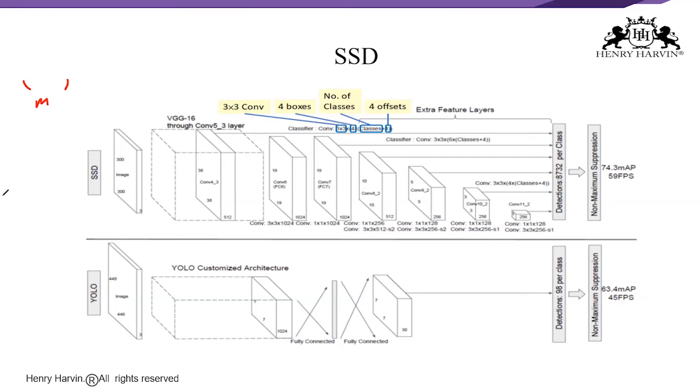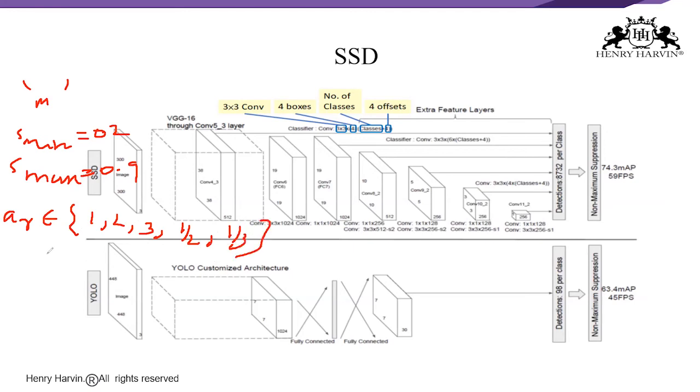See, S min is 0.2 and S max is 0.9. That means the scale at the lowest layer is 0.2 and the scale at the highest layer is 0.9. All the layers in between are regularly spaced. Say for each scale, we have non-square aspect ratios, like let me write it: 1, 2, 3, 1 by 2, 1 by 3.